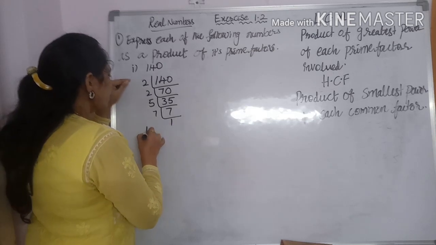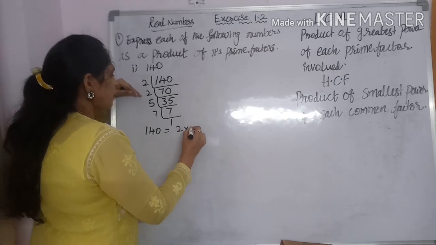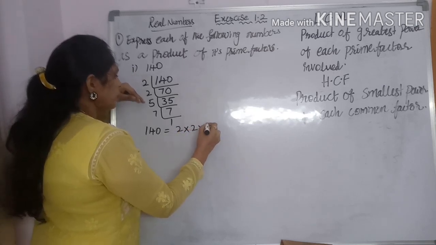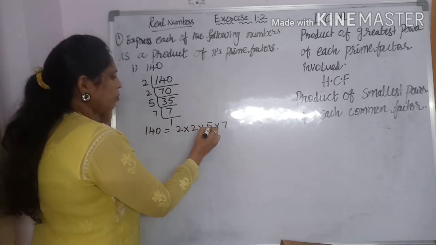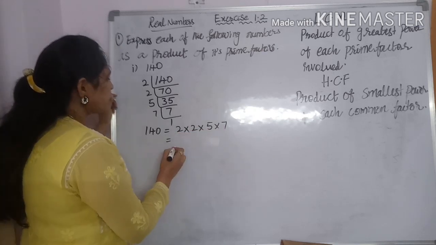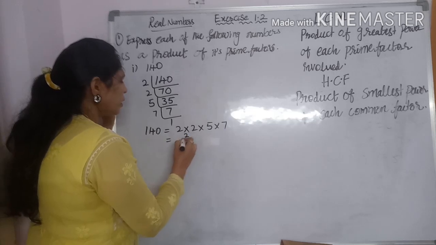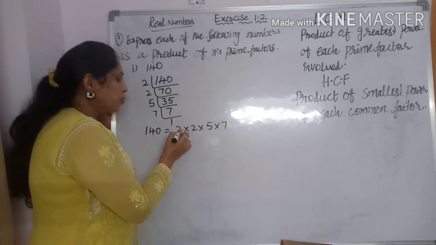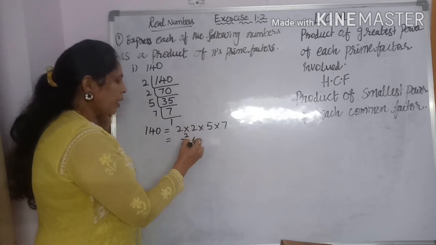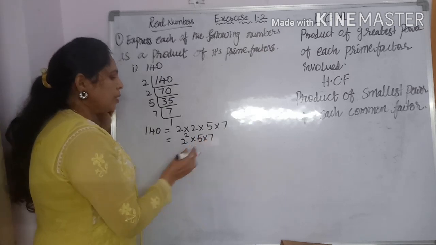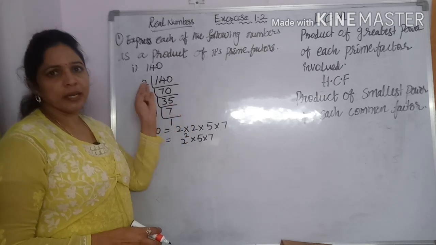So 140 is equal to, how can you write? 2 multiplied by 2 multiplied by 5 multiplied by 7. How many times is 2? We have 2 two times. So it can be expressed as 2 square into 5 into 7. This is your answer. It's a very simple question which you have learned in earlier classes.